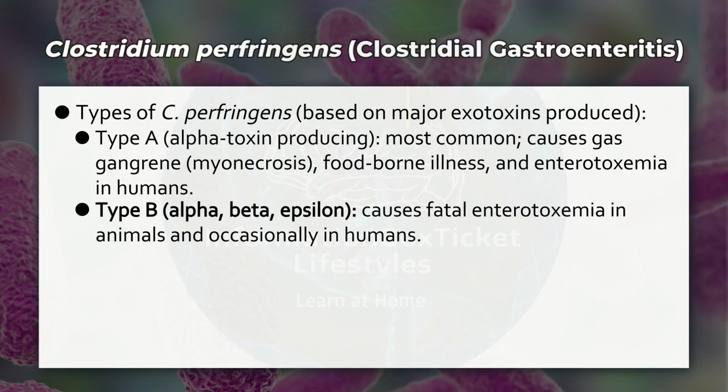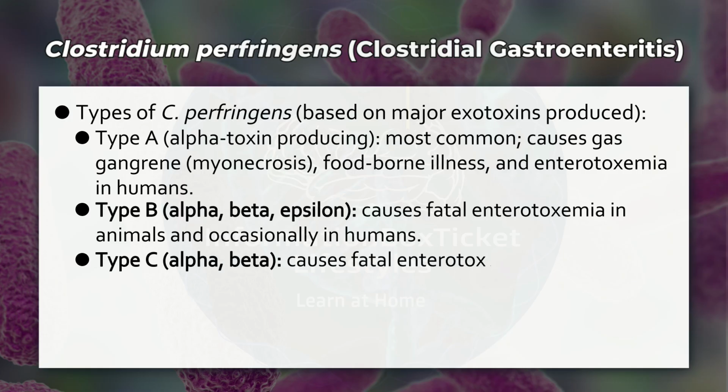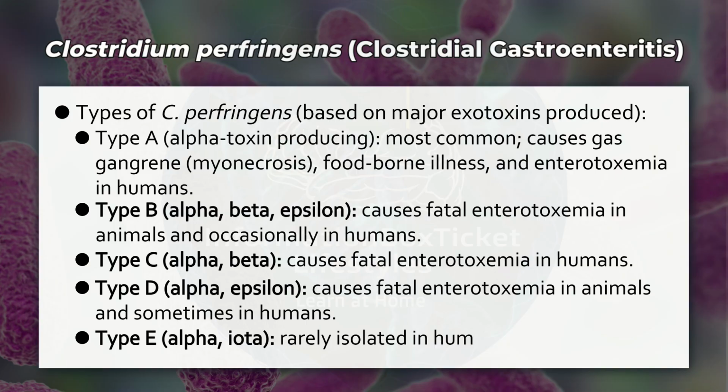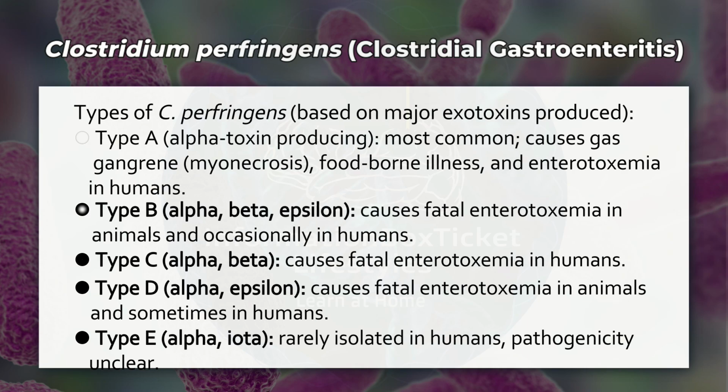Type B, alpha, beta, epsilon, causes fatal enterotoxemia in animals and occasionally in humans. Type C, alpha, beta, causes fatal enterotoxemia in humans. Type D, alpha, epsilon, causes fatal enterotoxemia in animals and sometimes in humans. Type E, alpha, iota, rarely isolated in humans, pathogenicity unclear.